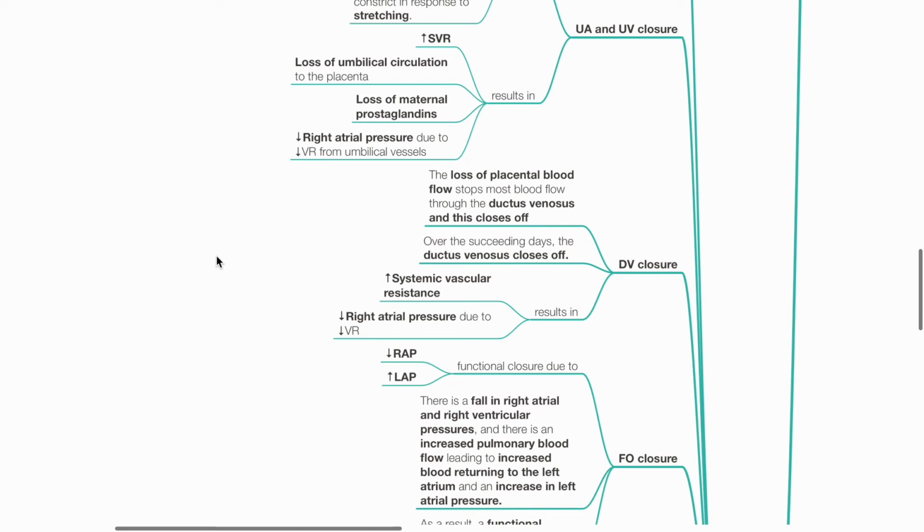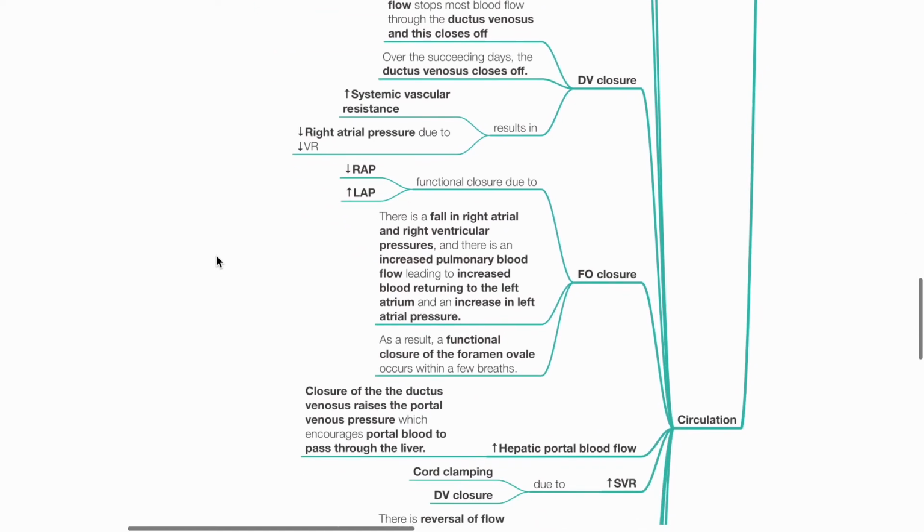Ductus venosus closure. Loss of placental blood flow stops most blood flow through the ductus venosus, and this closes off. Over the succeeding days, the DV closes off. This results in increased SVR and reduced right atrial pressure due to reduced venous return.